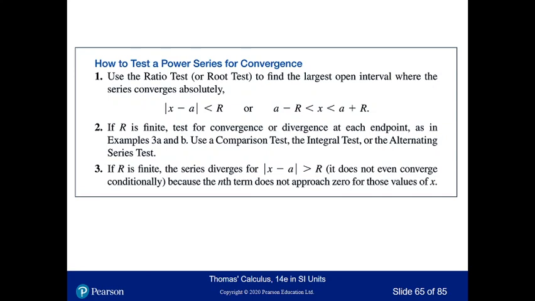If R is finite, the series diverges outside of this interval. And here there's a note that it doesn't even converge conditionally. This happens because the term doesn't approach 0 for those values of x. This is just a small detail here.